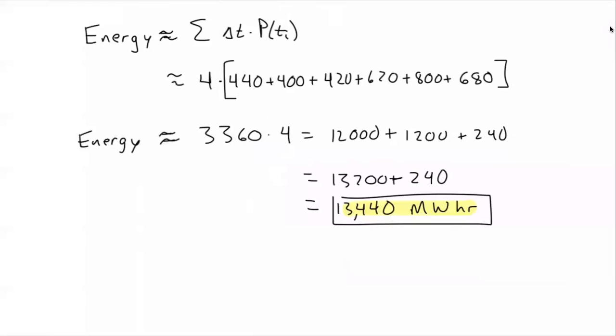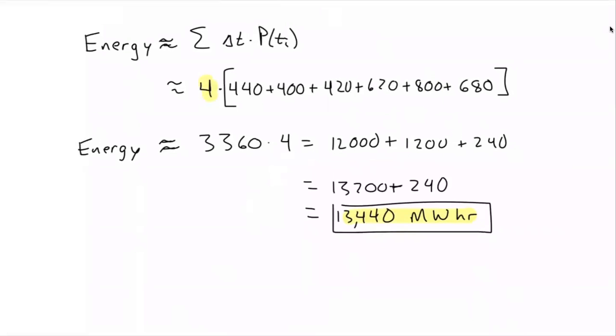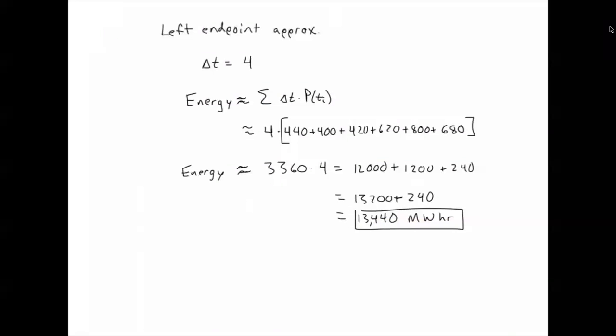13,440 megawatt hours. Remember, these units were in megawatts. This is times 4 hours. So megawatts times hours is megawatt hours. And that's our known power calculation. Kilowatt hours, megawatt hours, watt hours. That's how we measure electrical energy, typically.